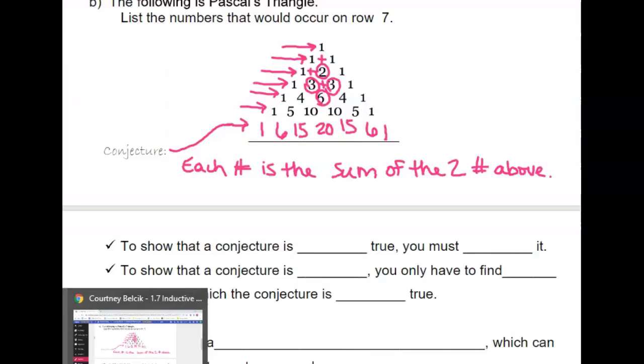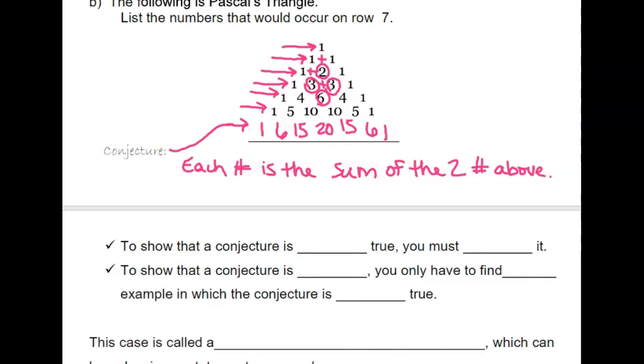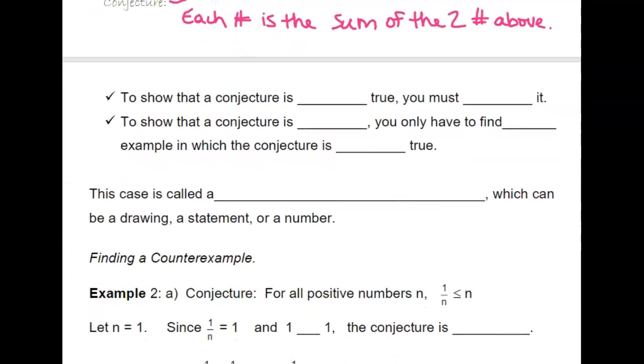Hopefully you said something like each number is the sum of the 2 numbers above or in the previous row, or something like that. So just make sure that you are able to describe how to get to the next row of Pascal's triangle. I'm going to go down a little bit more.